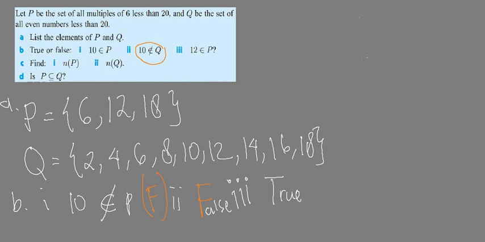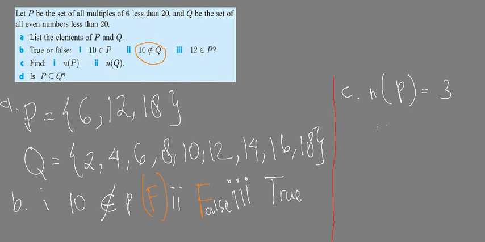C. Okay, let's make a line. We don't have enough space. Okay. C. Find n(P). It means the number of elements of P. How many elements does P have? 1, 2, 3. The number of members of P is 3. So n(P) equals 3, because we have 3 members.